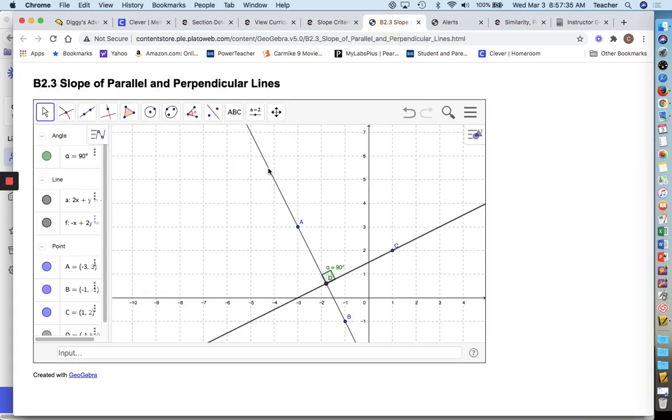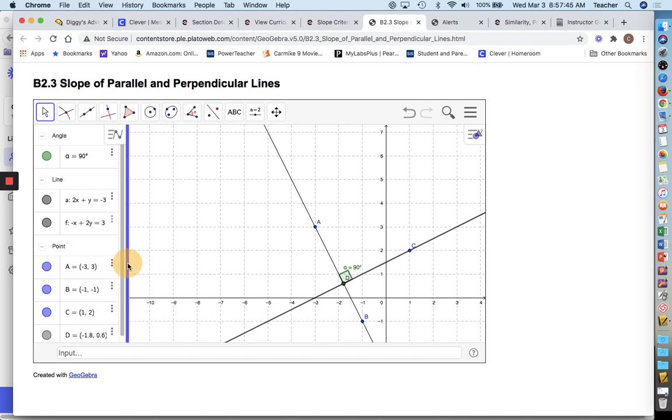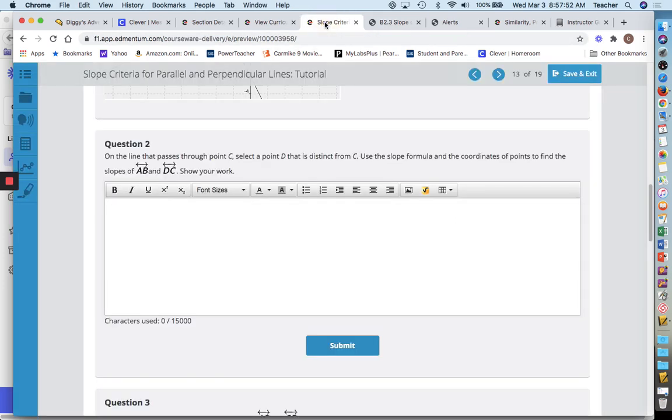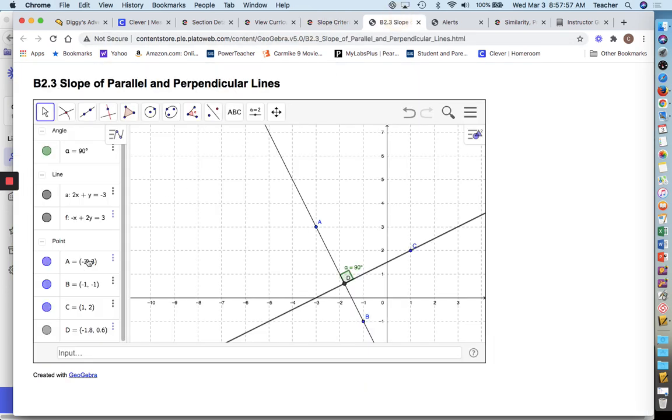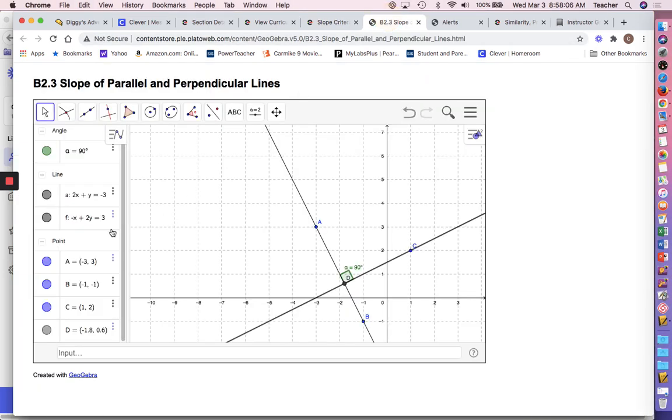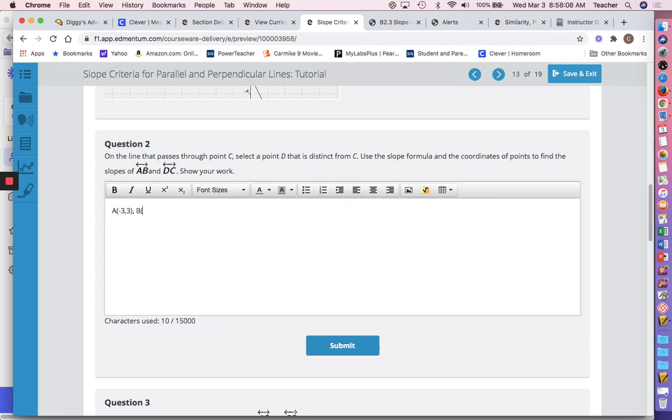All right, so again, I'm going to put a D. I've already got a D there. Why mess with perfection? Let me get my coordinates. They move very easily. There they are. Unfortunately, D is a decimal. I'm just going to deal with that. So A was negative 3, 3. B was negative 1, negative 1.